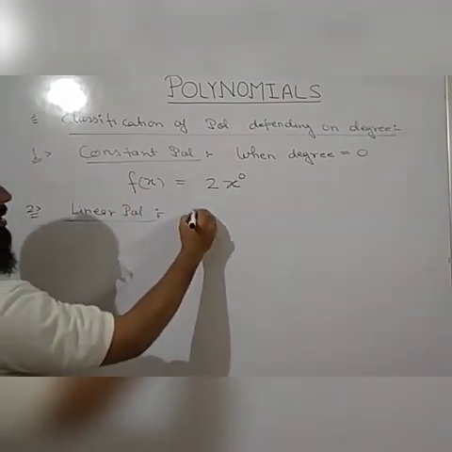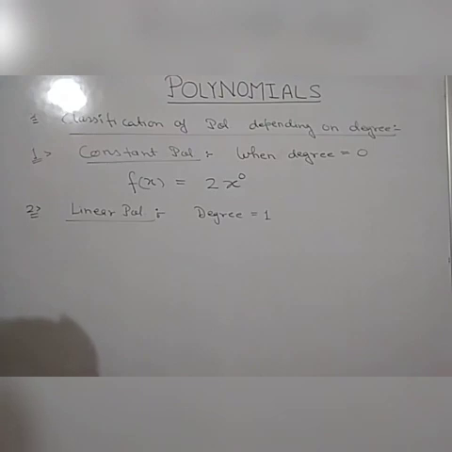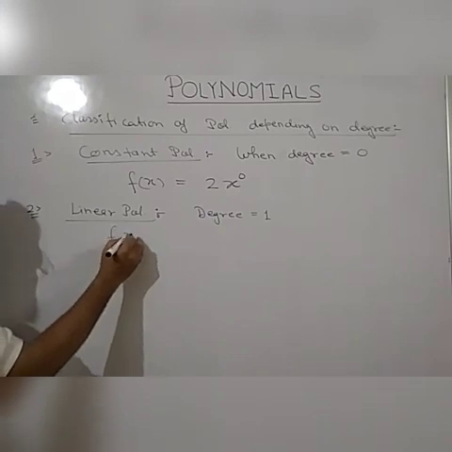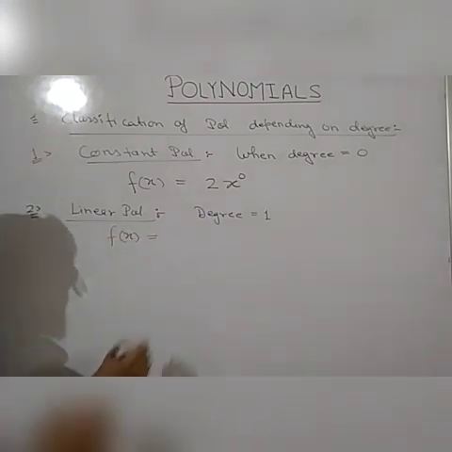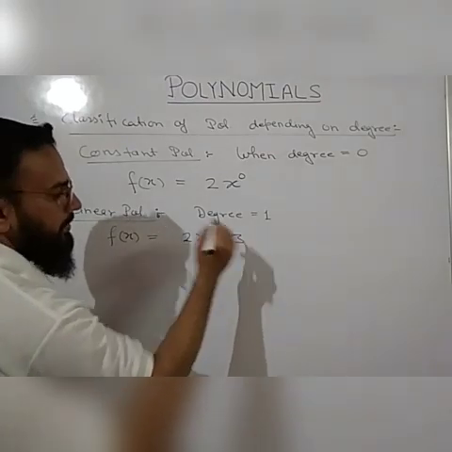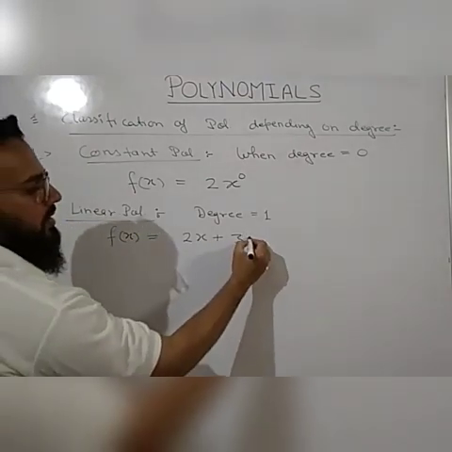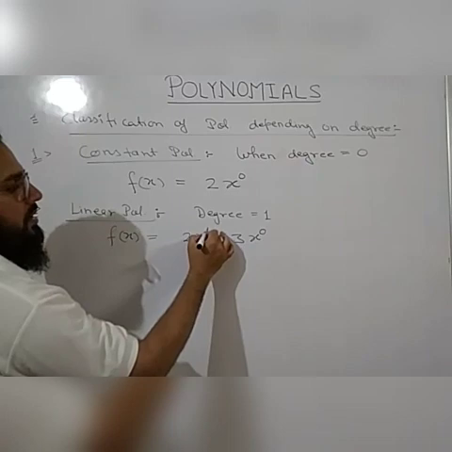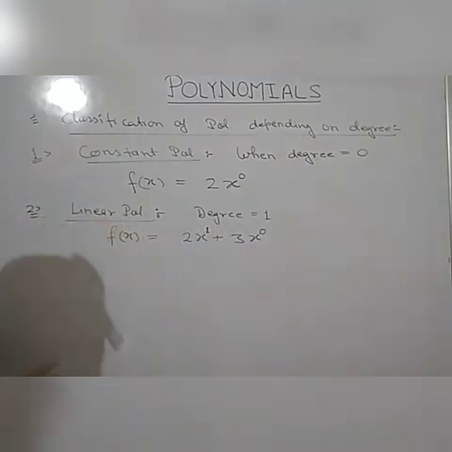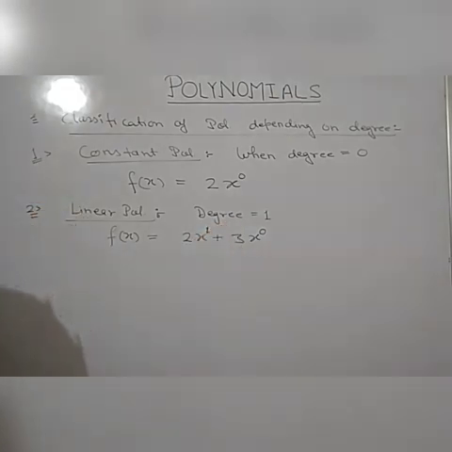What is a linear polynomial? When the degree is equal to 1. When the degree of a polynomial is 1, then that polynomial is known as a linear polynomial. For example, f(x) = 2x, and we can also take 2x + 3. Here in the constant term the power of x is 0, and in the other term the power of x is 1. So the highest power of x is 1, which means the degree is 1. Such a type of polynomial is known as a linear polynomial.